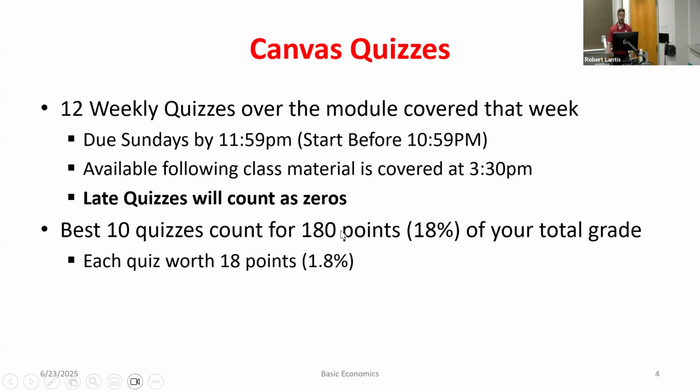So 10 quizzes, 180 points, 18% of your grade. Each one will be worth 1.8%. Okay. So I think I have all these set to be 12 questions. So it's what, 1.5 points per question, basically. Okay. Any questions on that before we keep moving?